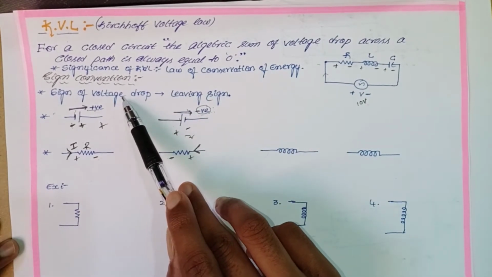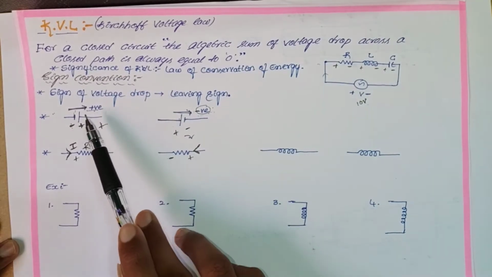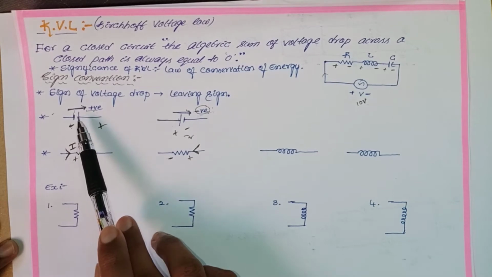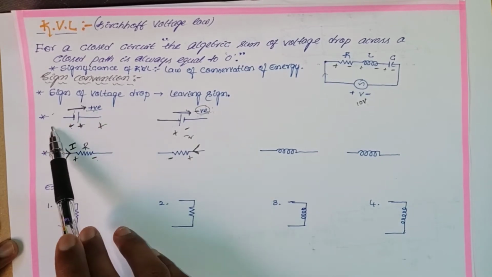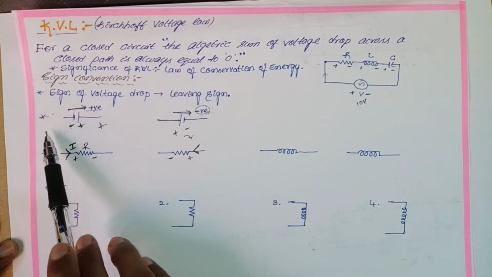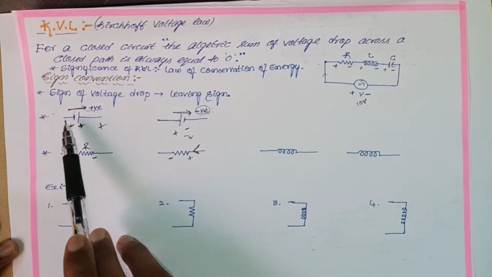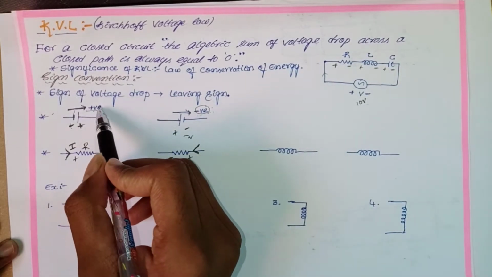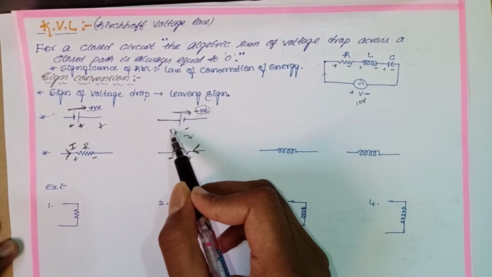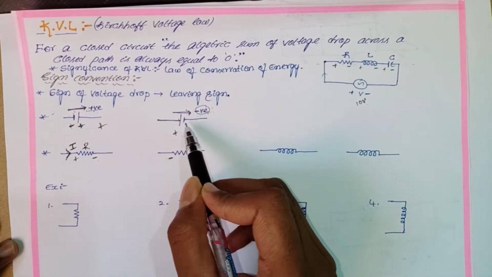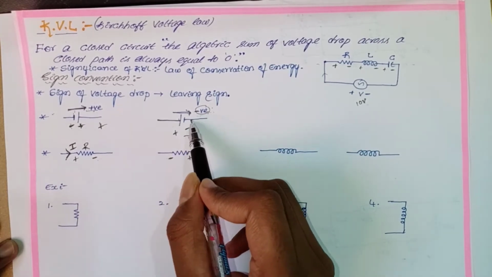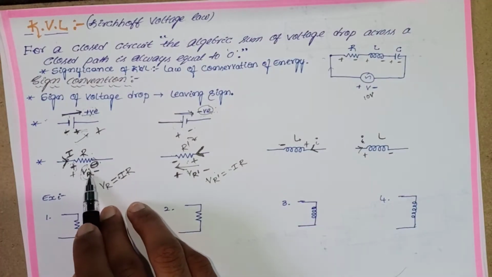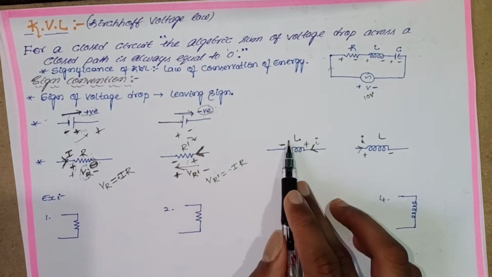And move on to the sign convention: when do you put positive and when do you put negative? Let's take one cell or a battery. When you move from the negative terminal to the positive terminal, that means from lower potential to higher potential, that means an increase in the potential, so we put a positive sign. Take another cell. When you move from higher potential to lower potential, that means decreasing the potential, we put a negative sign. How can you find out the voltage drop across the resistance R and inductor L?